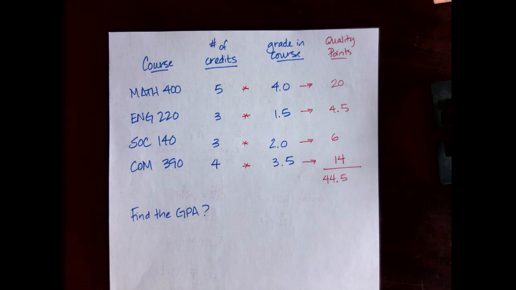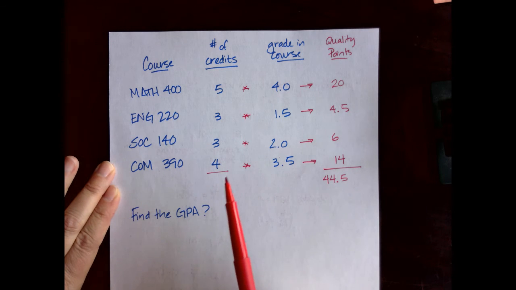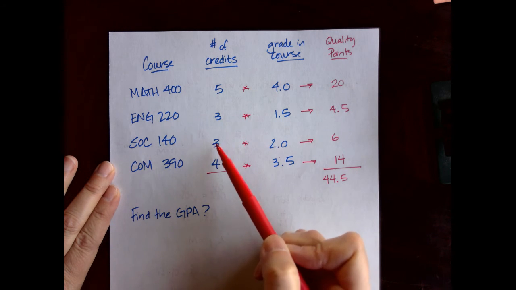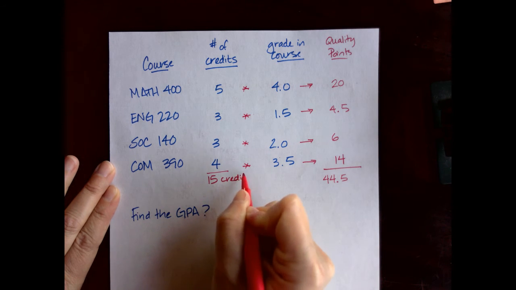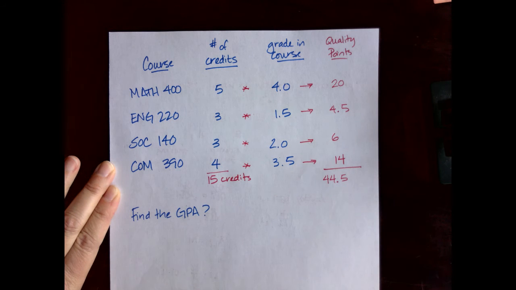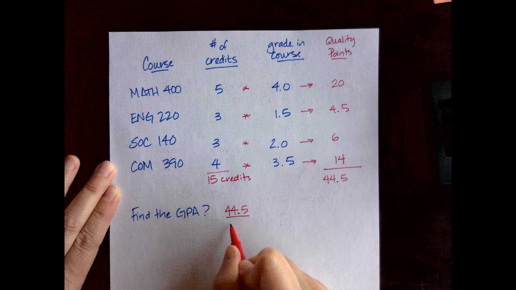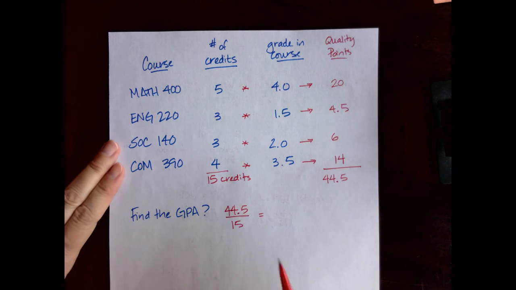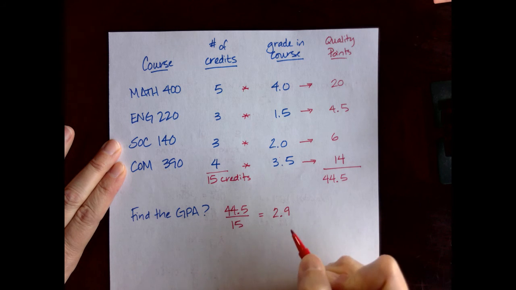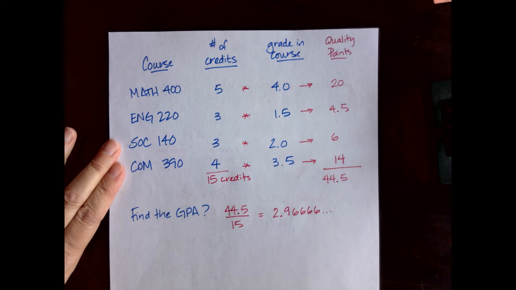So scaling down the quality points has to occur in a specific way. We will take the number of credits total that they took for the semester, 5 plus 3 plus 3 plus 4, for 15 credits. And we will divide that into the total number of quality points. So 44.5 quality points divided over the 15 credits. When we do that, we get 2.96666. The 6's go on forever.